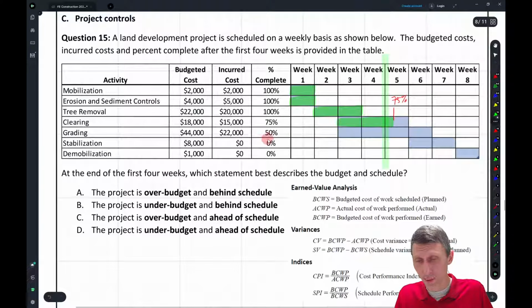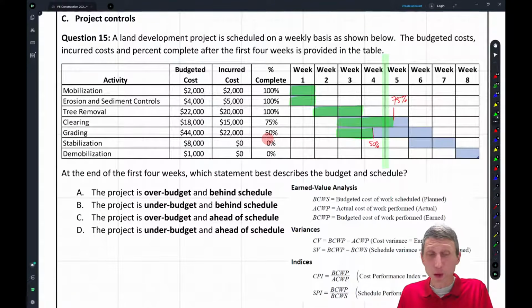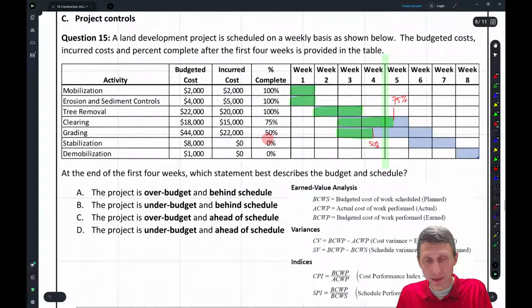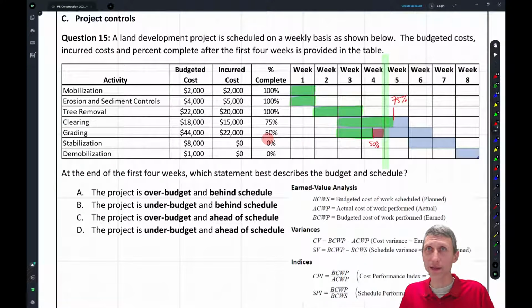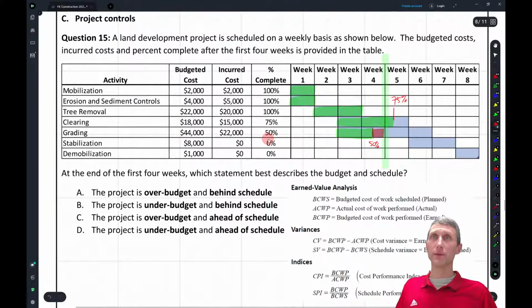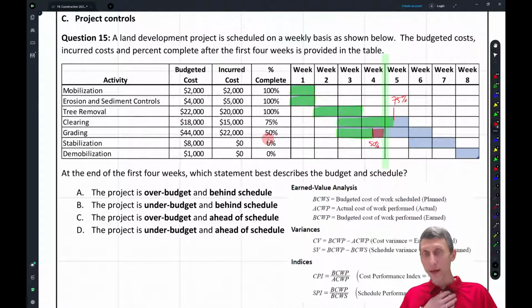The grading, though, we're only at 50%. So if we're looking at the 50% line, where's 50%? Here's 50%. I'm taking a long time to set this problem up, but what you'll see here is we're actually a little bit behind schedule. So we're ahead on one part, a little bit behind on the other. Maybe we had a piece of equipment breakdown, or the guy got sick. Maybe he had COVID. Who knows? But let's say we're a little bit behind on that one.